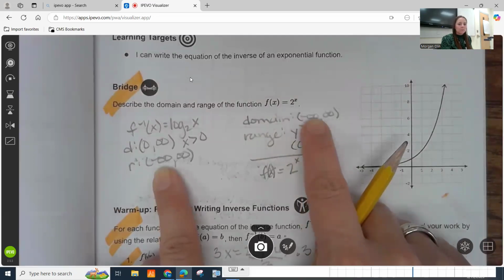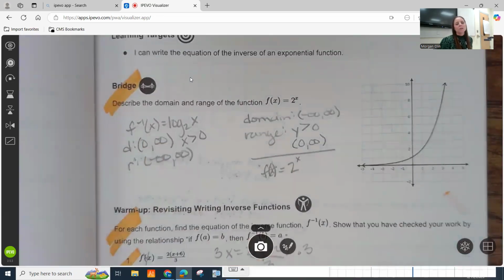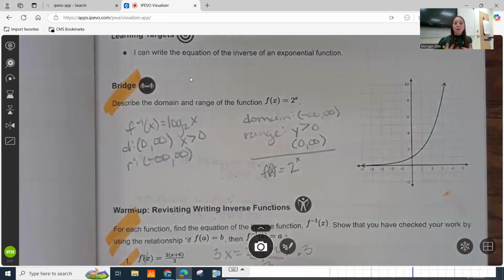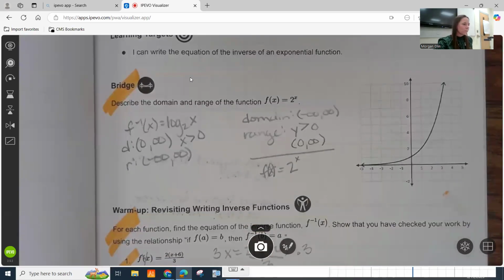So here it was negative infinity to infinity. Now the range is that. Okay, and then vice versa here for the domain and range. So anytime you have inverses, not only do they reflect over the line y equals x, but their domains and ranges also flip-flop as well. Okay, so flip over to activity 1 on page 110.